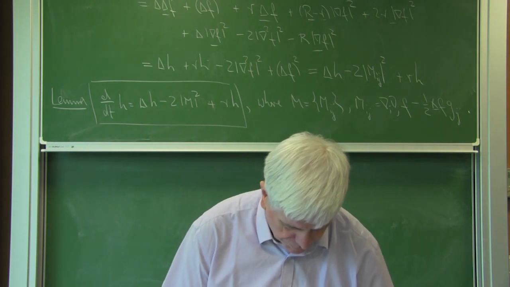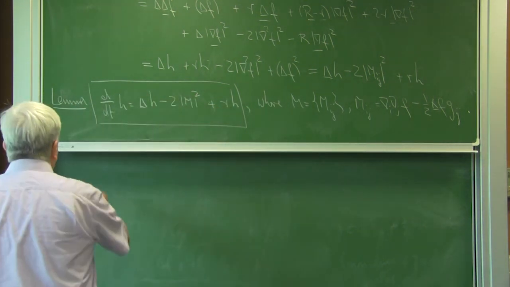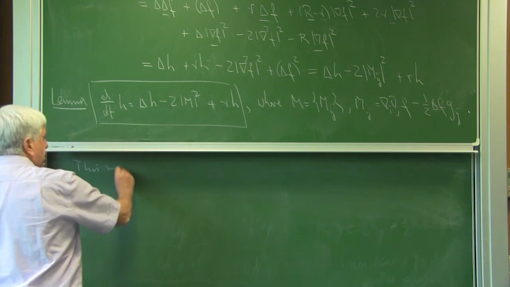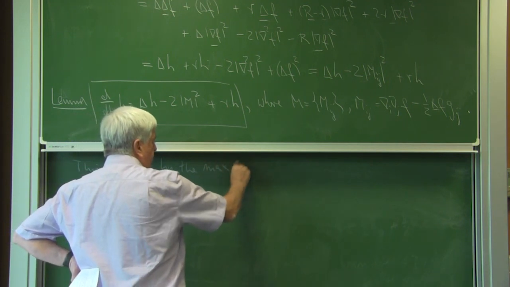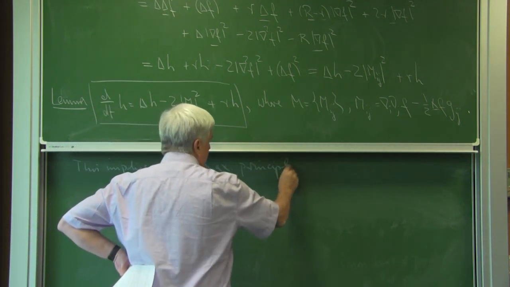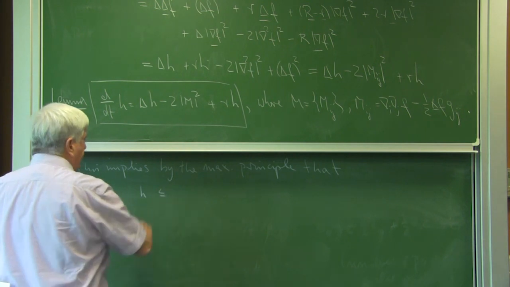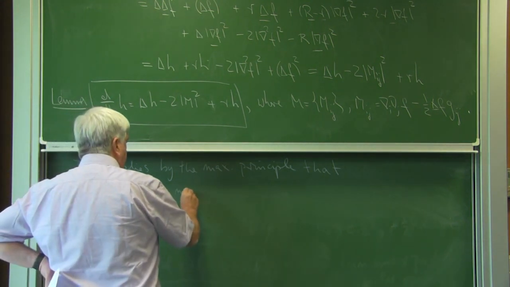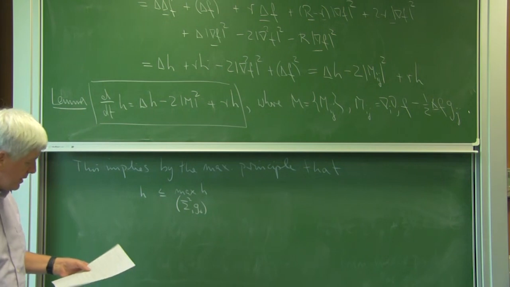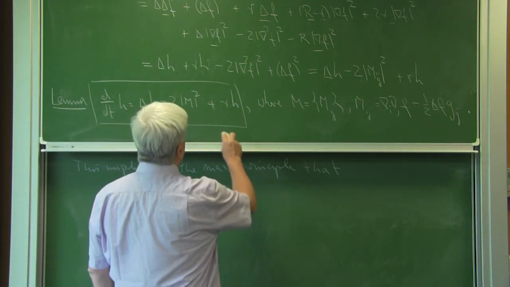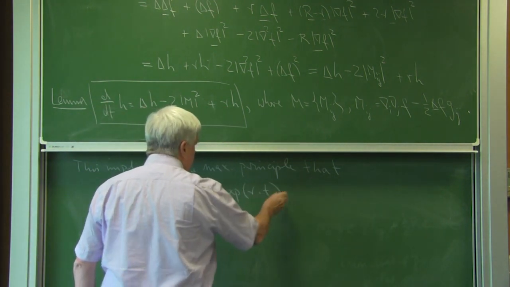Right, so this implies by the maximum principle that h is bounded from above by the maximum of h on the initial surface multiplied times e to the r times t.